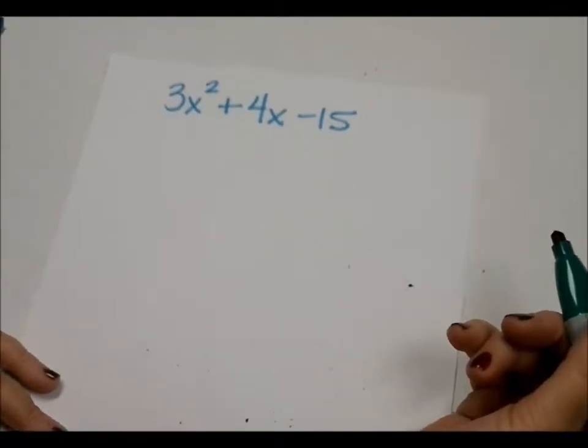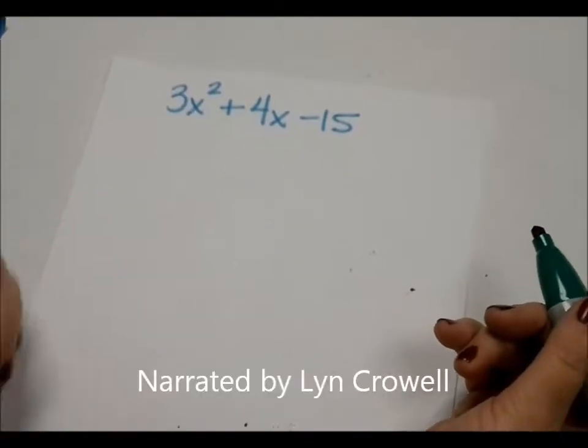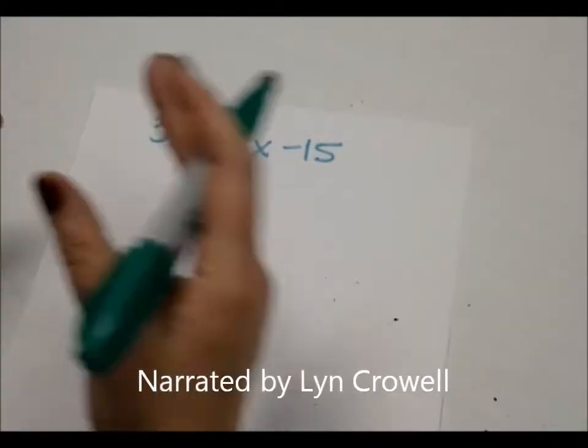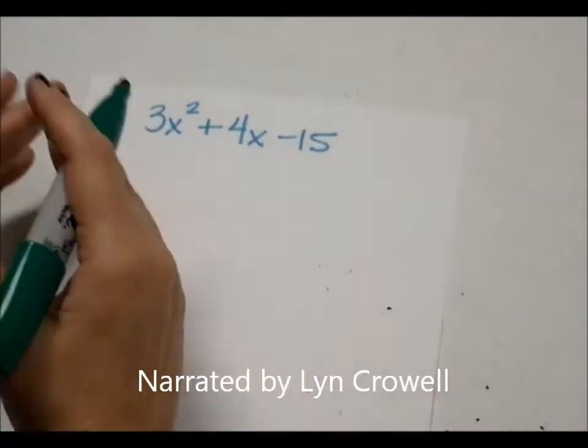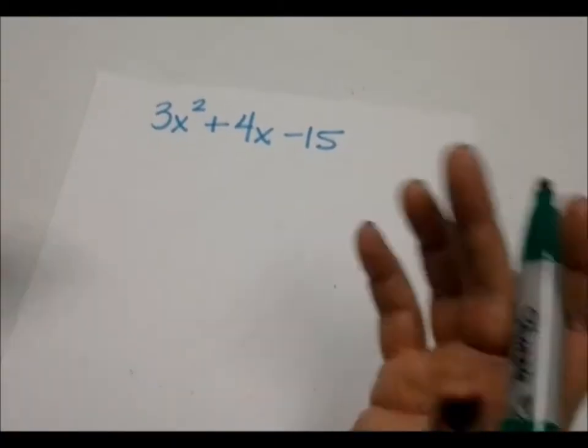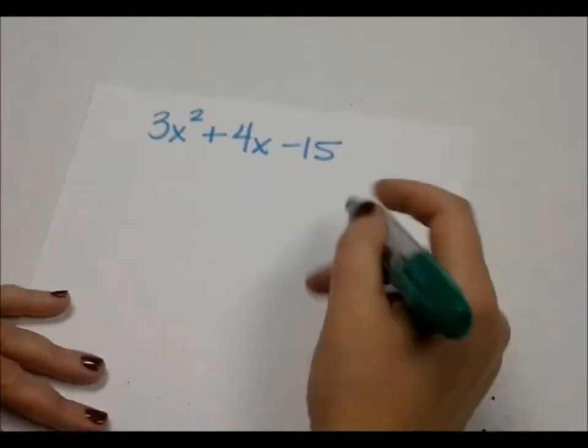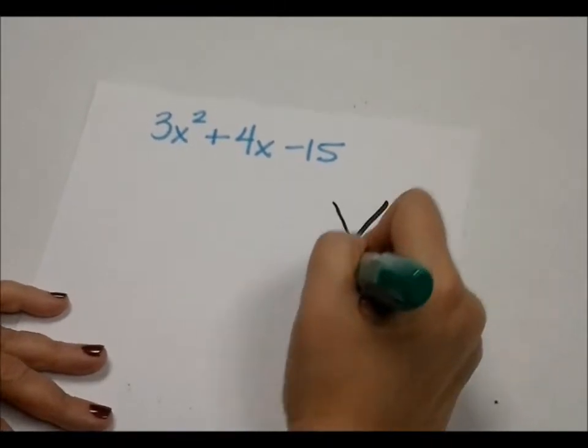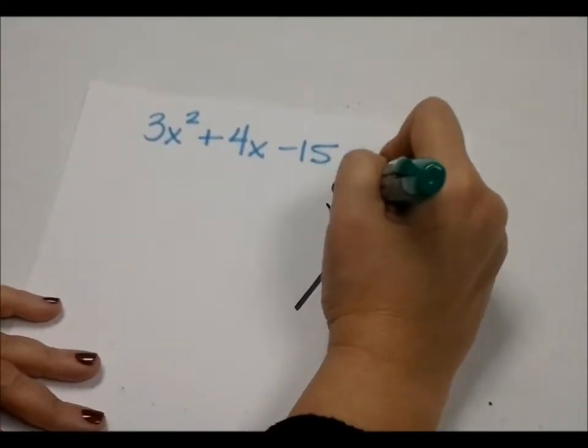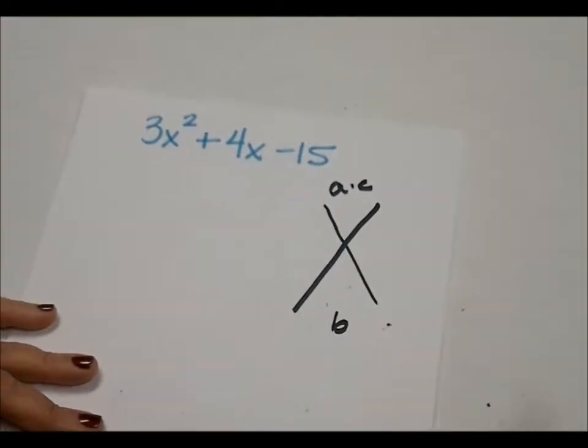So we're going to look at this through the model of split the middle term, which is tied to the algebra tiles, which is tied to the box method, but it's taking away those structures, and I'm going with a more complex problem here. But I'm going to start very similar to what I did with the others. I'm going to do this where I find A times C and I find B.